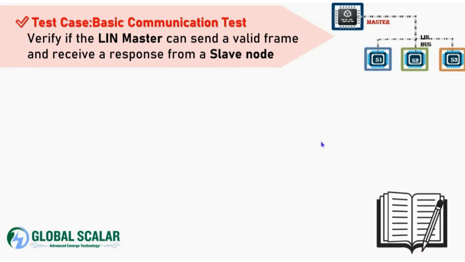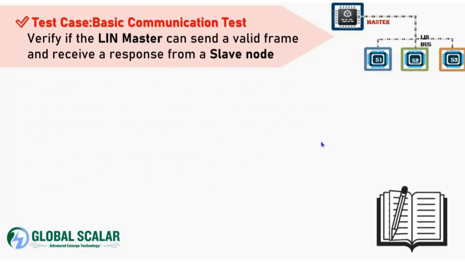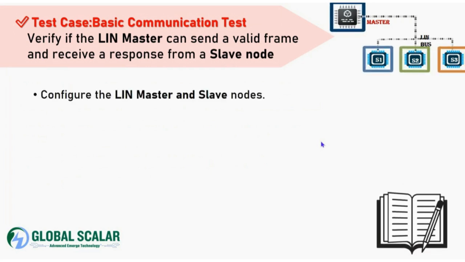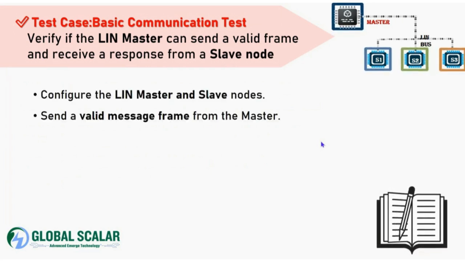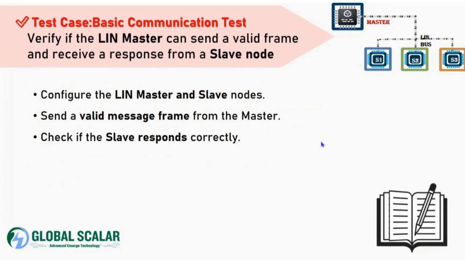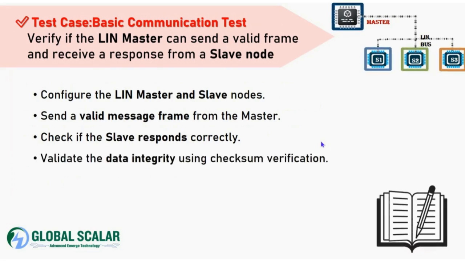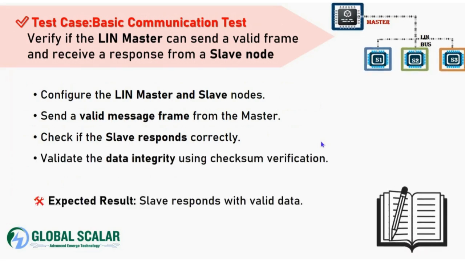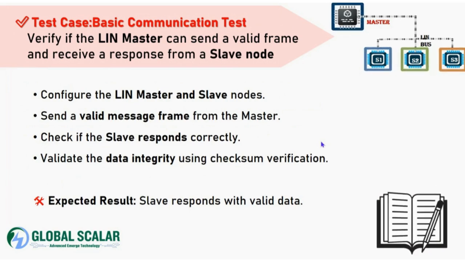Can we define one test case on how the communication happens? If the LIN master sends a valid frame, the slave should receive the data. How can that be verified? We need to configure the LIN master and slave node, send a valid message frame from the master, and the slave should check whether it is correctly received. Then we validate the data integrity using checksum verification. Expected is that the slave should receive the proper data. This is one example to check the basic communication of master and slave.